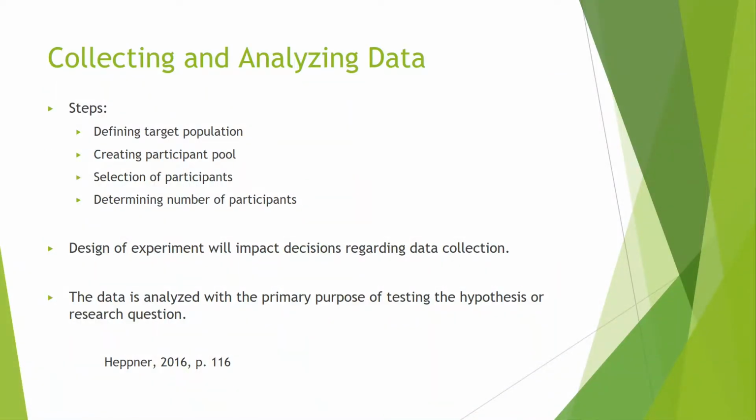And lastly, we focus on collecting and analyzing data. There are several steps in this process, including determining your target population, creating a participant pool, the selection of participants, and determining the number of participants. How the data is collected will depend upon the type of research design, which Ashlyn's going to cover in Chapter 6. The primary purpose of all collected information serves to test the research question or the hypothesis.